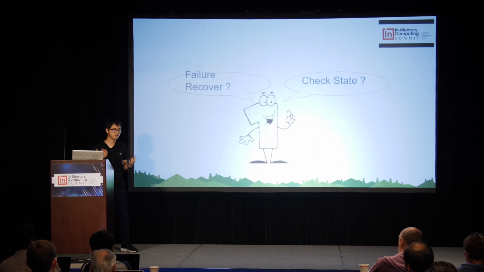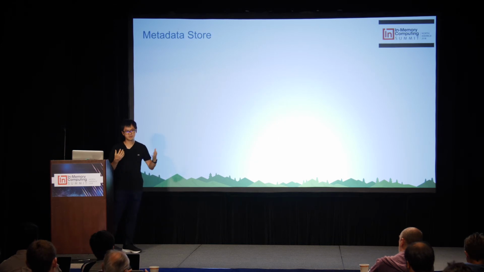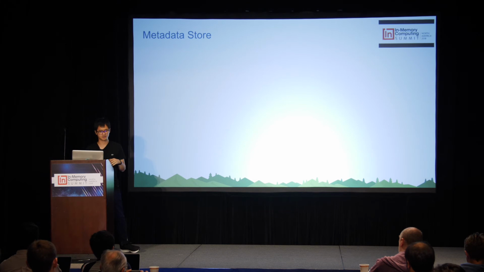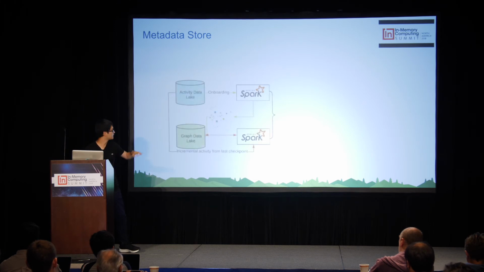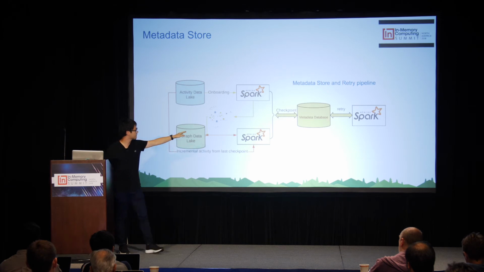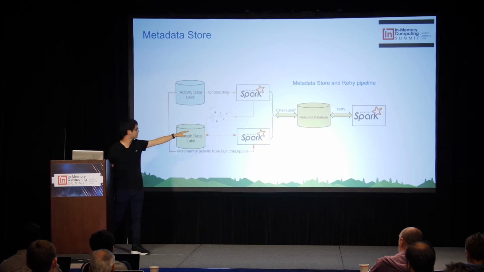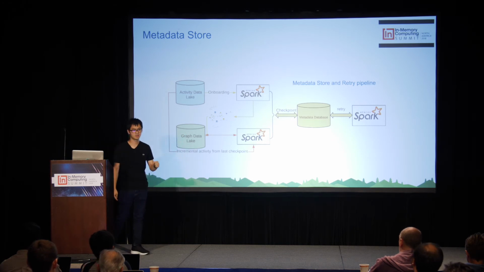And if a job failed, how can we recover it? How can we check the state of each job? This brings in a new design we proposed: a metadata store. So these are the existing graphs. We introduce the metadata storage, and every time an activity like completed onboarding finishes, it checkpoints with the metadata database.